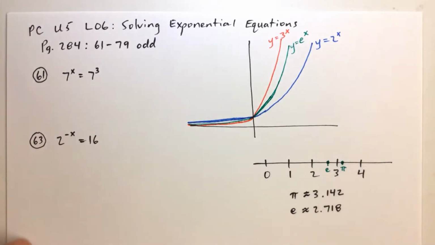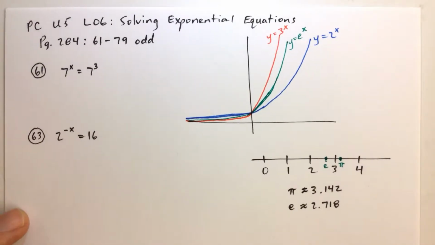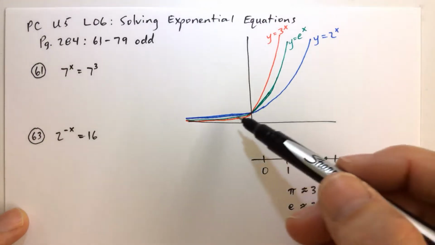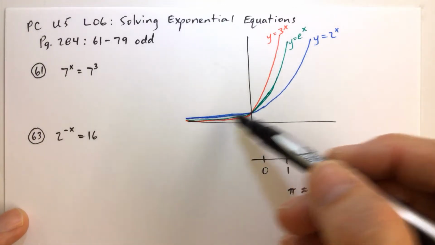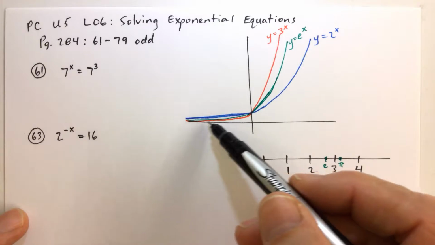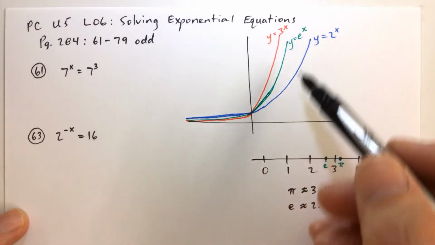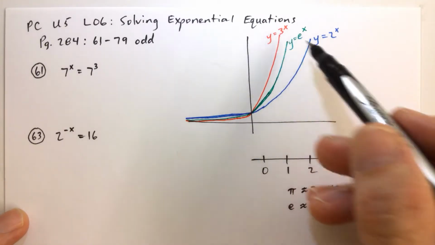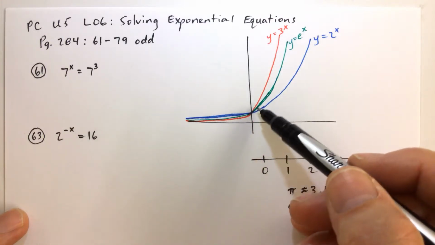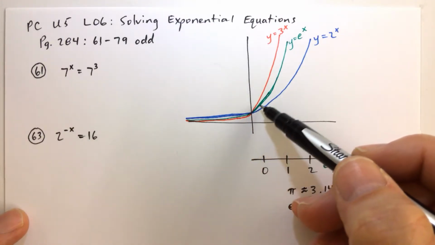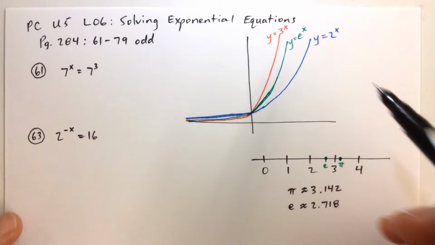And again, e is just a constant. If we graph y equals 2 to the x, we would have this blue graph here. y equals 3 to the x is the red graph. Since e is in between 2 and 3, then e to the x would be a graph in between the graph of 2 to the x and 3 to the x.